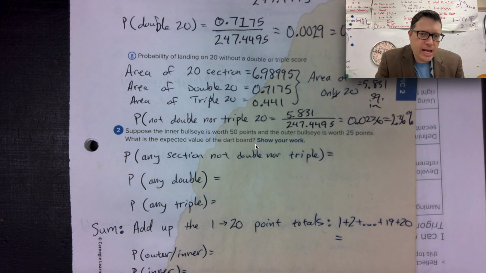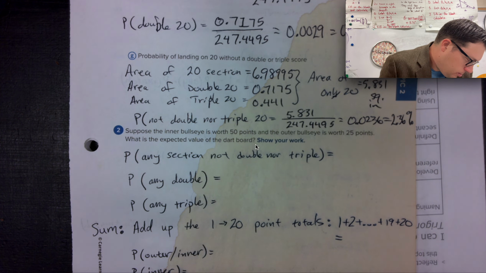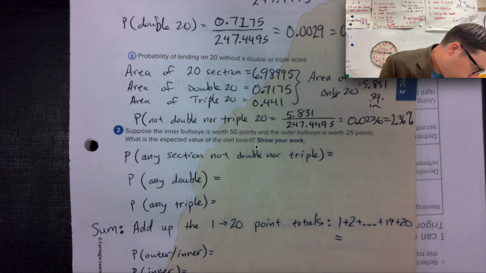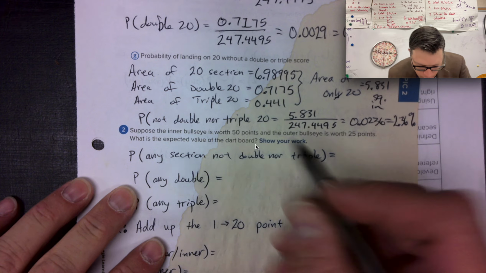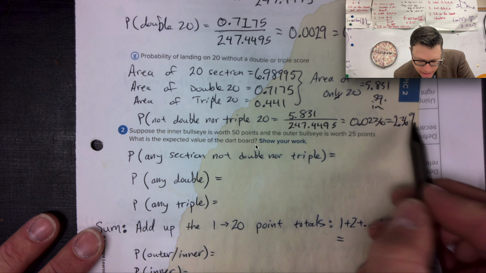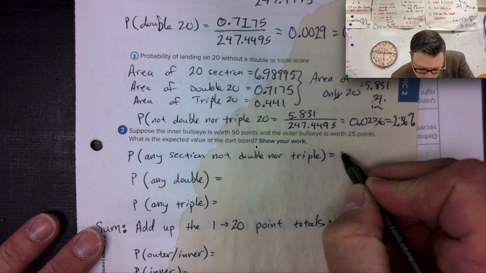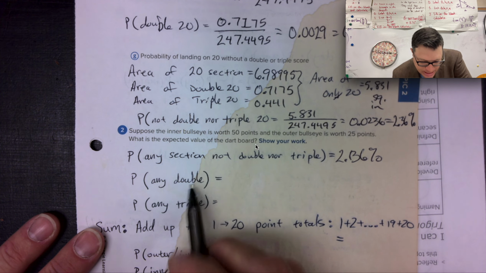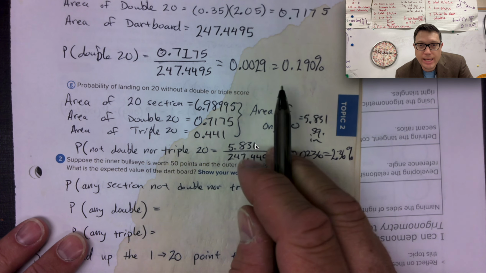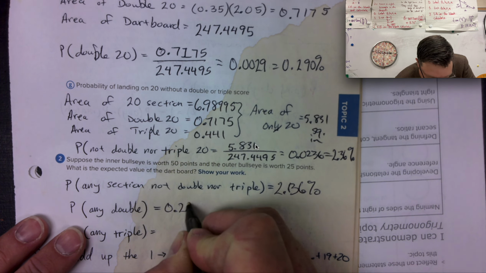So the probability of any section that's not the double or the triple. Oh, okay, so that's the probability of single. So the probability of any section that's not double or triple is this one. Let's write it in percent: 2.36%. The probability of any double is this one right here, 0.29%. I figured it back out.